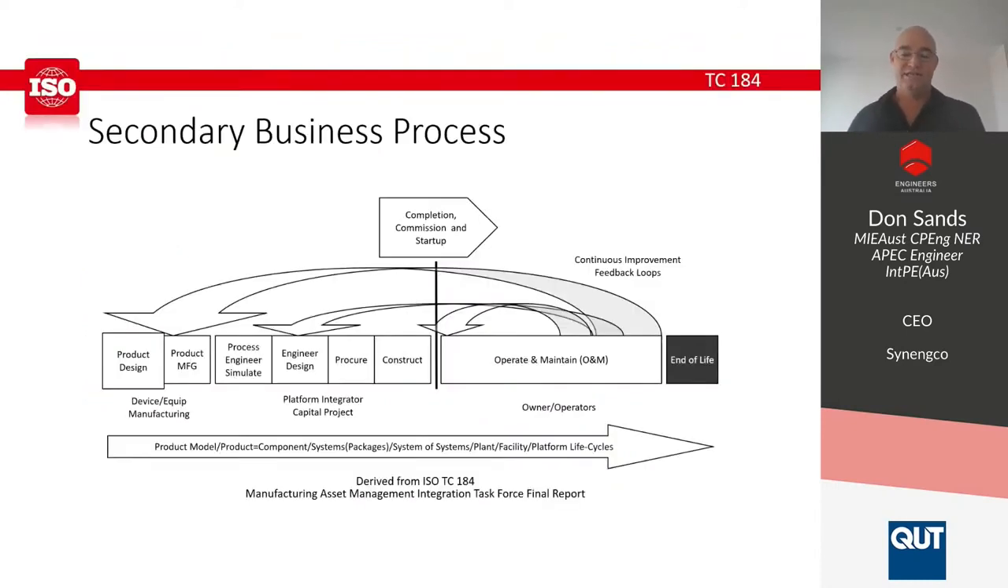So taking it back to asset management, there's an ISO standard that's been developed which is around digital twinning for asset intensive operations. And what they talk about is the secondary business process. So the primary business process is the value chain, if you like, from converting resources into something useful for the customers. The secondary business process is about supporting that, and it's about the asset management aspect of it. So from product design right through to end of life, and being able to essentially have a continuous improvement so that we can actually learn and feed back into it.